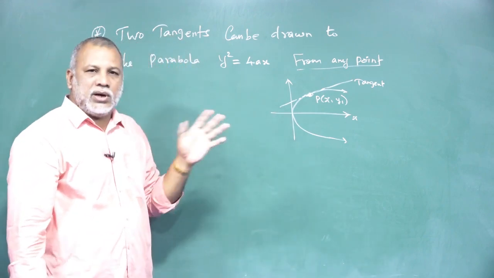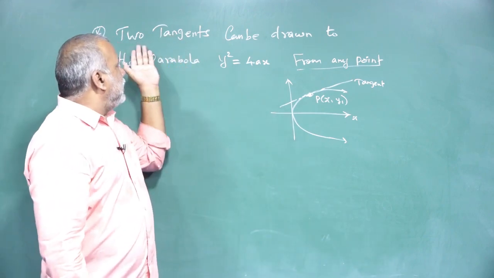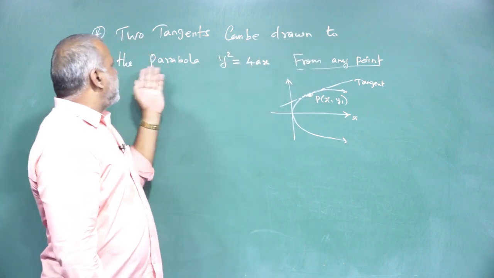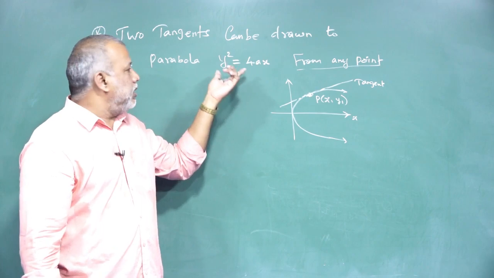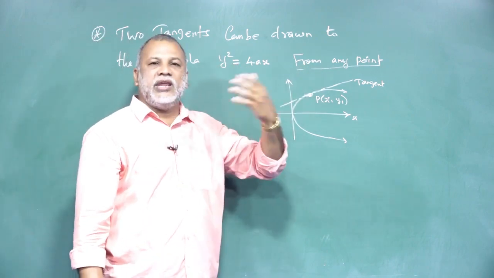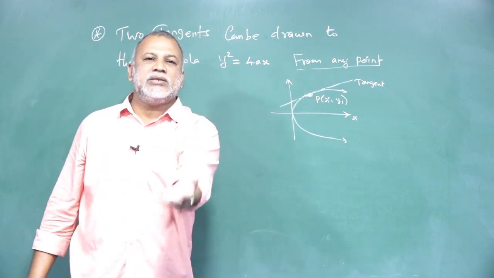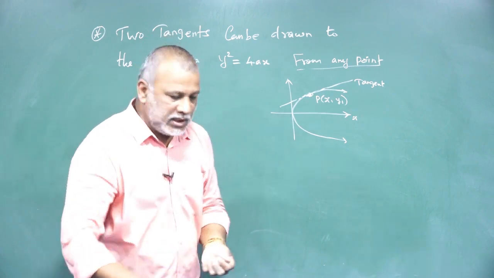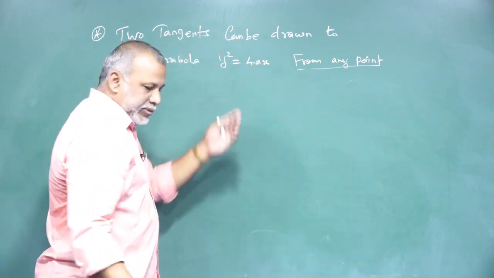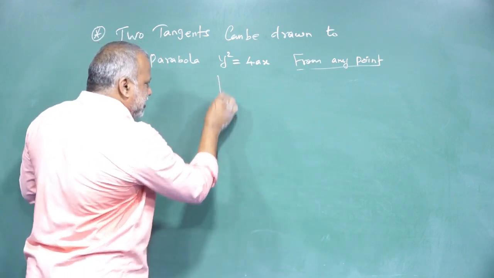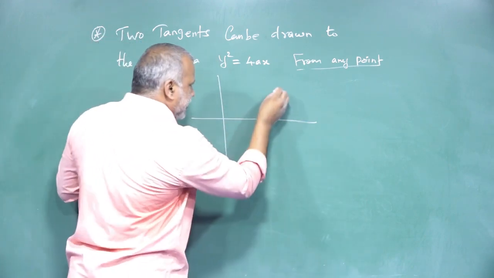The same concept. Here we are using two tangents can be drawn to the parabola. There you are using the circle. Here you are using the parabola y squared equal to 4x from any point outside. From any point means it should be outside. See this diagrammatic explanation. Already we worked out in your practical geometry in your lower standard. Instead of parabola, there you are using circle.